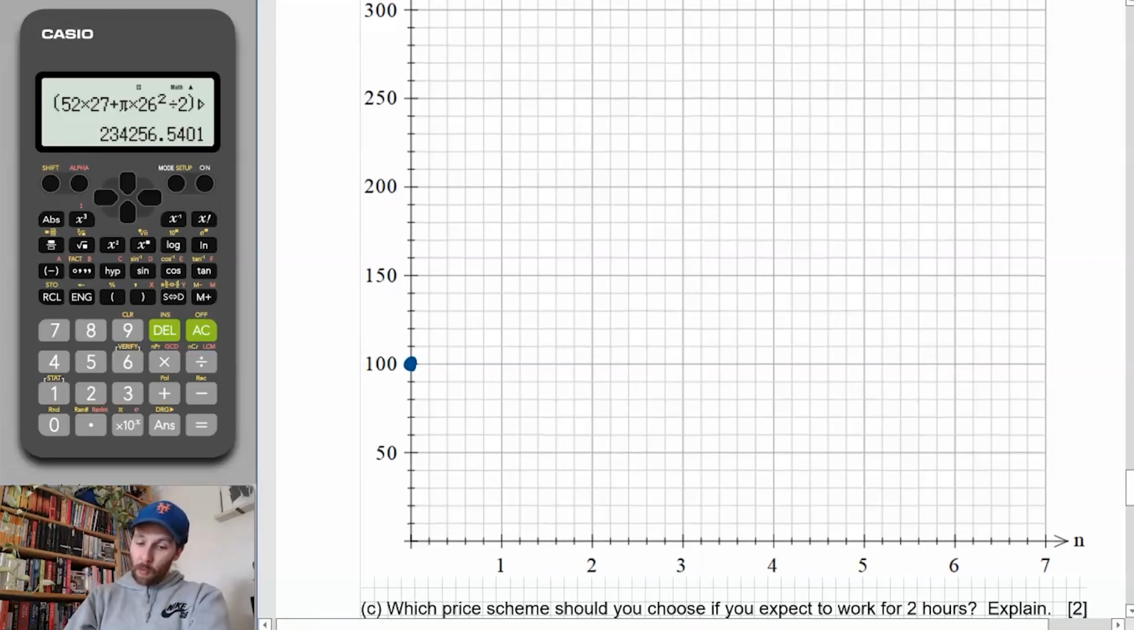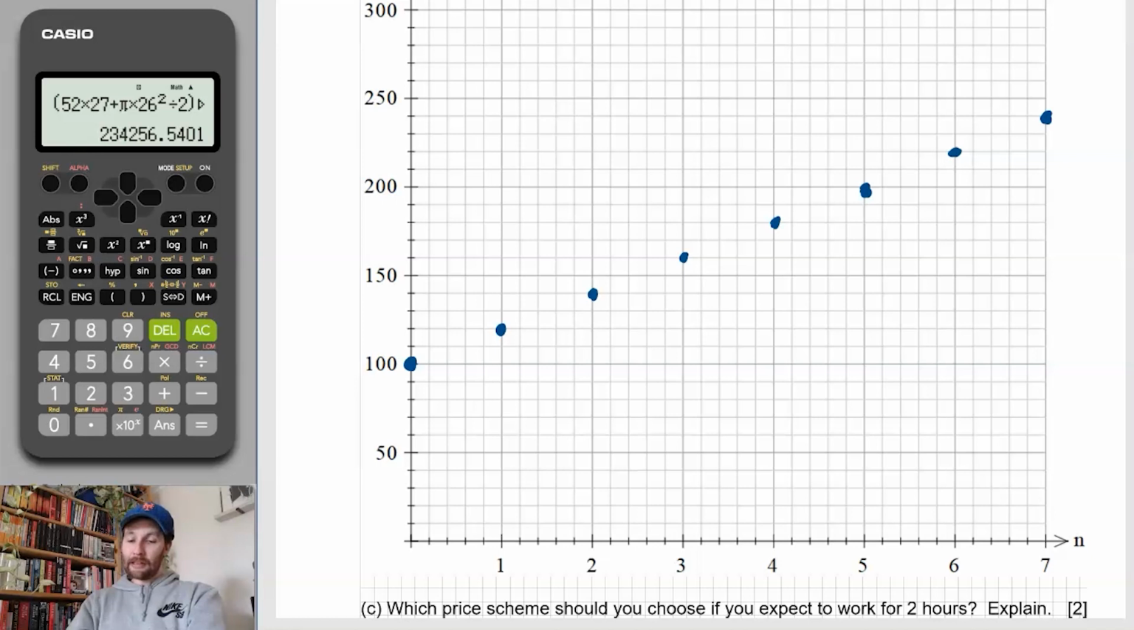So I'm going to go across to 1, as in 1 hour, and then add another 20 to the amount that's paid. I'm going to go across to 2, add on another 20. I'm going to go across to 3, add another 20. Across to 4, add another 20. Across to 5, add another 20. 20 again, 20 again. This is a pretty lucrative day for one lucky student.